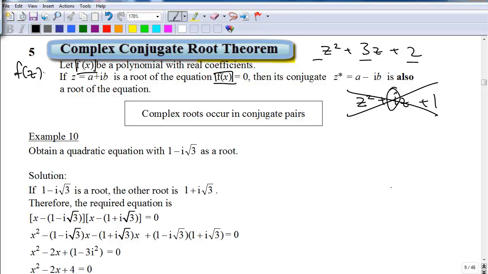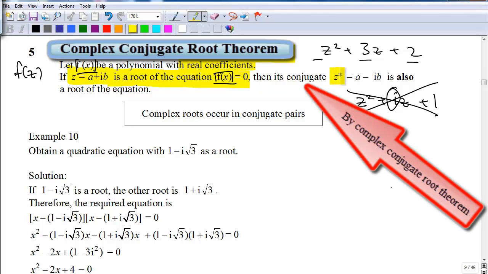Okay, done? Now suppose we have f(z), and this is a polynomial with real coefficients. Then a rule that you can apply straight away is this: if z is a root, and if z equal to a plus ib is a root of the equation f(z) equals 0, then its complex conjugate is also going to be a root of the equation. Now what this means is complex roots will always occur in conjugate pairs.